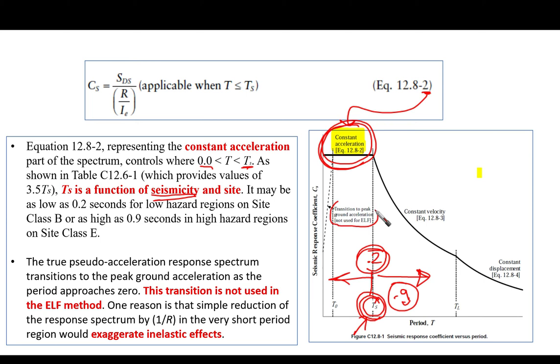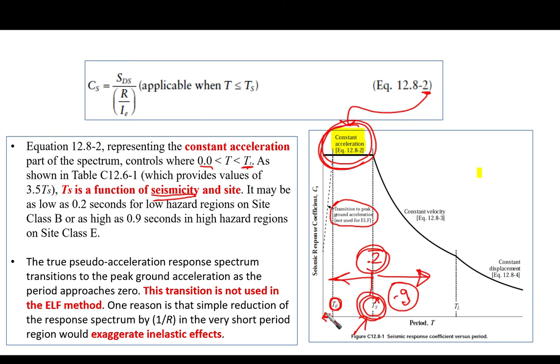It is not used for the ELF method. This one is not used. Why? What is the reason for this? Actually, in this region, which is very short, it is less than T node, okay? Very, very short period means that the system is highly stiff, highly stiff.